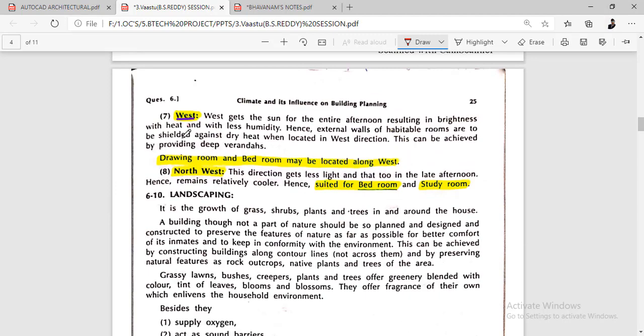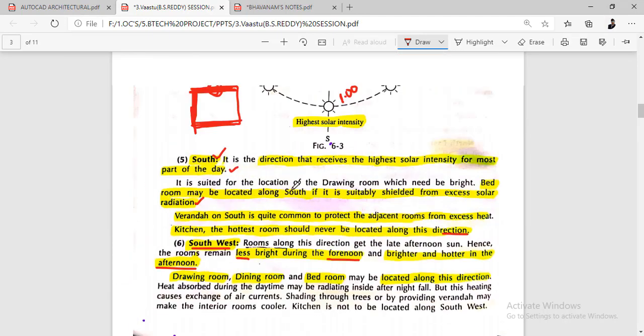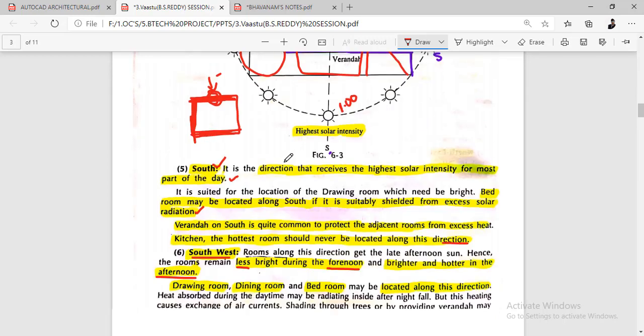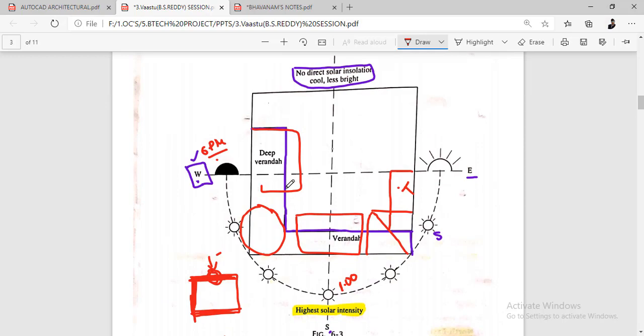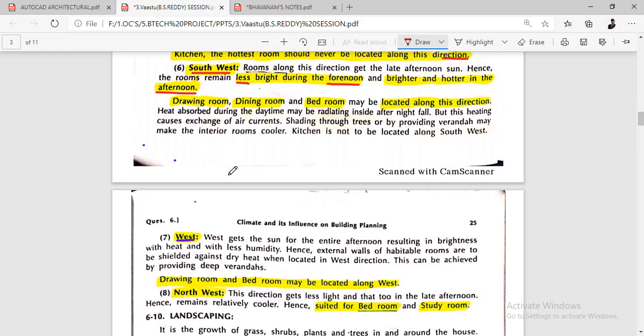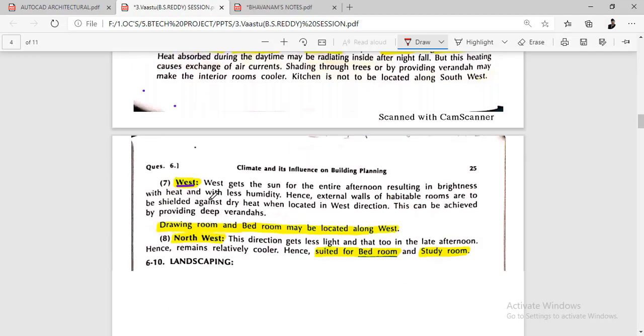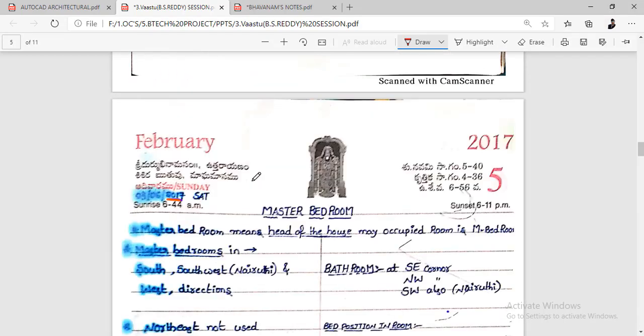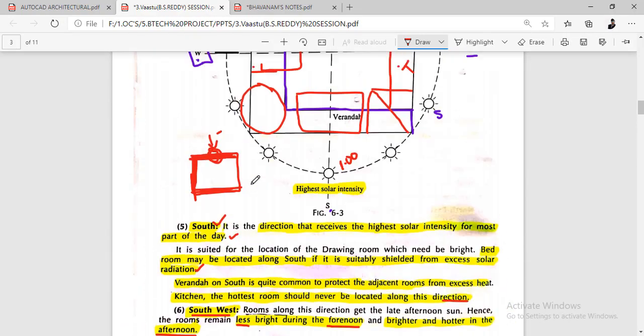And coming to the west side, a drawing room and bedroom may be located along the west side. On the west side we always prefer a drawing room and a bedroom. Bedroom is the main thing. Whenever we need to provide a bedroom, you need to provide it in the west direction only. And then landscaping and these things. This is all about engineering vastu.